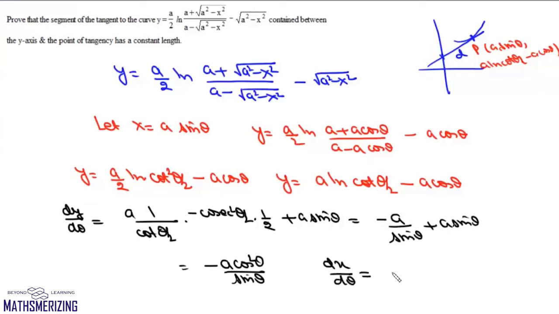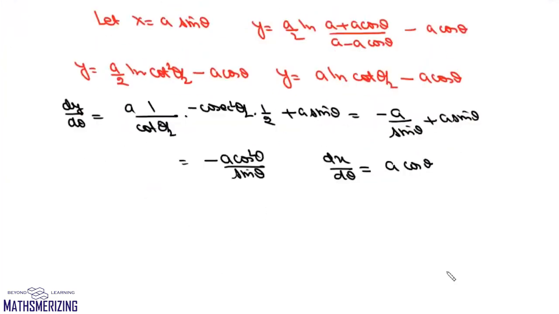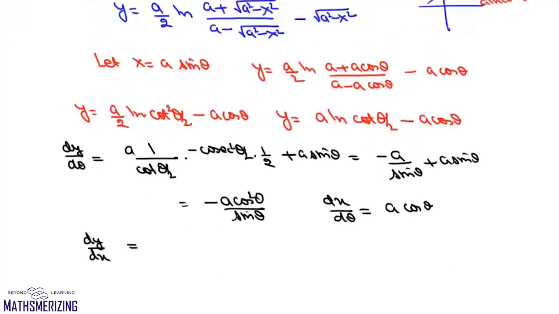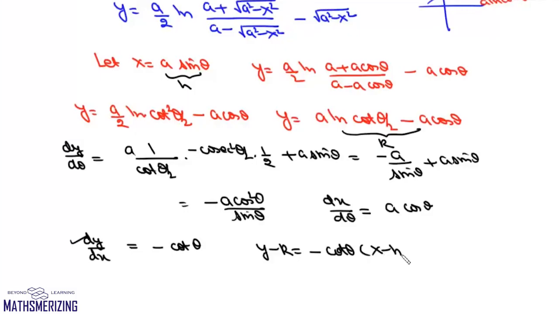If we find dx upon d theta, it will be a cos theta. Now dividing the first by the second, we can find the slope of this line. We'll get dy by dx as minus a cos square theta upon sin theta upon a cos theta, which is nothing but minus cot theta. Now we have this point (x, y), say this is (h, k), and we have the slope of the tangent. We can write this equation as y minus k equals minus cot theta times (x minus h).